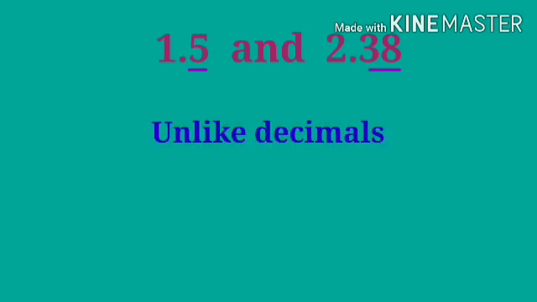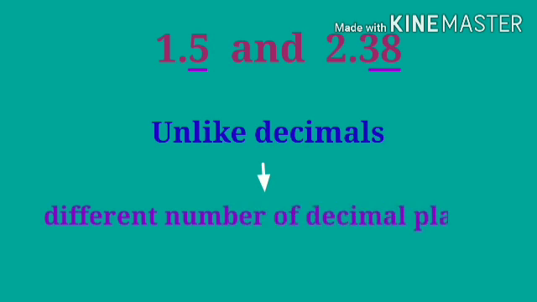In the decimals 1 and 5 tenths and 2 and 38 hundredths, the number of decimal places are different. So we call them unlike decimals. Decimal numbers with different number of decimal places are called unlike decimals. What are called unlike decimals? Decimal numbers with different number of decimal places are called unlike decimals.